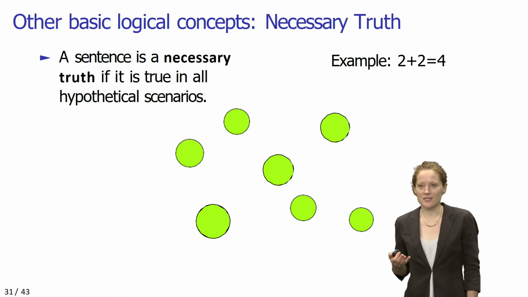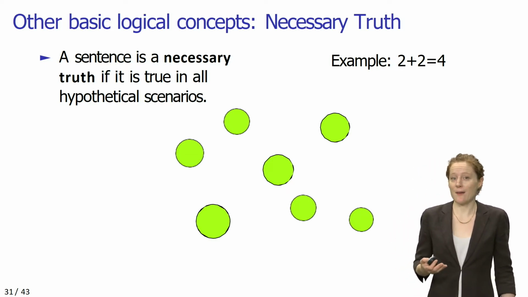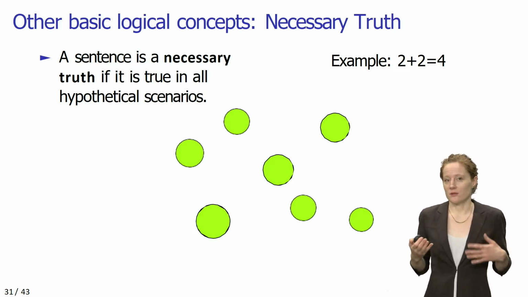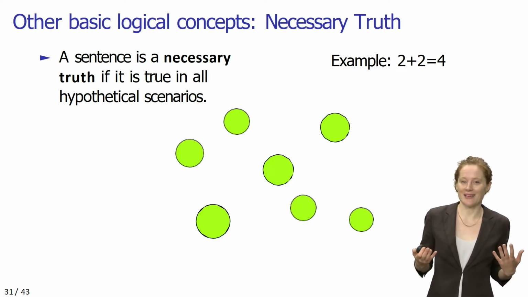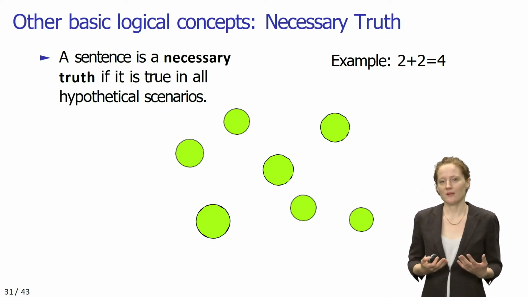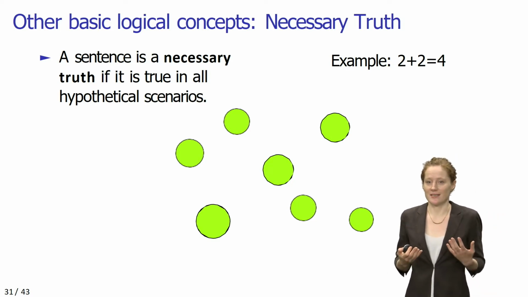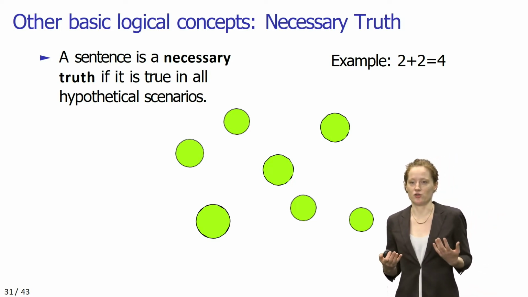Logicians are really interested in necessary truth because they don't just want to know what happens to be true, or what contingently happens to be the case. They want to know what must be the case. And that means that they are really interested in which sentences are necessarily true.